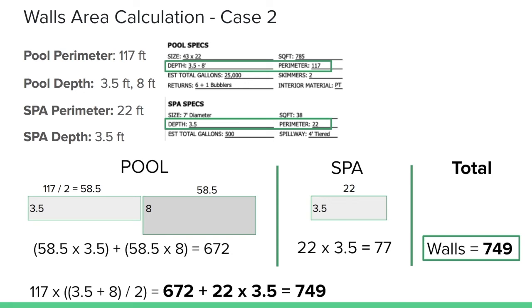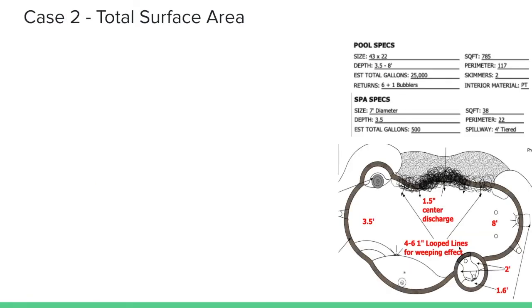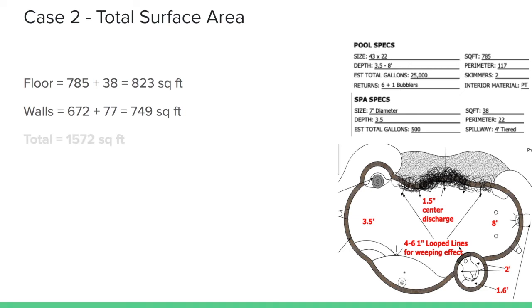Okay. Now that we have the floor and the walls, we can put it all together for the total surface area. For the floor, you have the pool and the spa adding up to 823. The walls you have at 749. And so the total square footage is 1572.